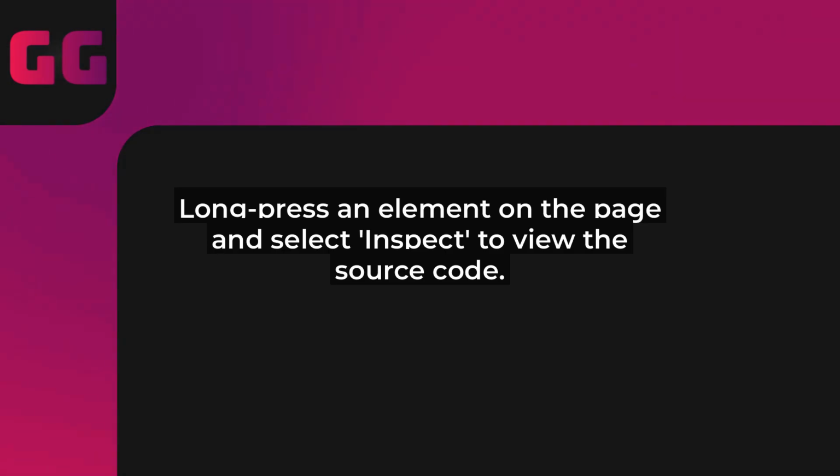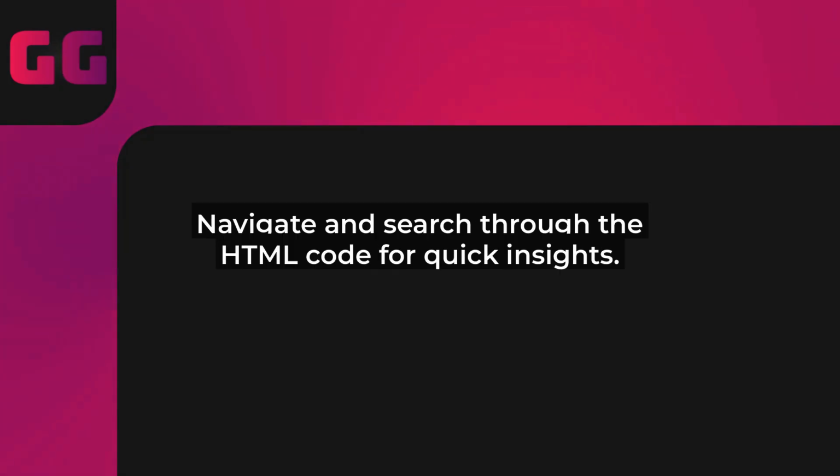Now, here's the fun part. After enabling it, go back to the page and long press on any element, like an image or text, then choose Inspect from the pop-up. Boom! A new tab or overlay will appear showing the HTML source code. You can scroll through it, search for specific tags, or even edit elements in real time for testing. Pro tip: use the search function to find keywords quickly. It's a game changer for spotting scripts or styles.